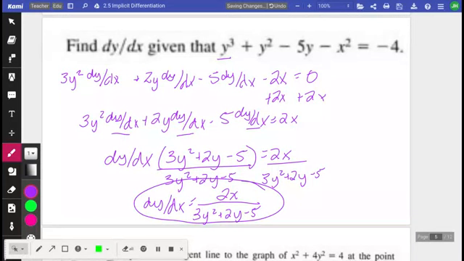So if we would have done that explicitly, you would have had to solve for y, which would have been nearly impossible with this function. If you look at the original function, y cubed plus y squared minus 5y minus x squared equals negative 4, how would you have solved for y? It's not a quadratic. It doesn't have all this other stuff.